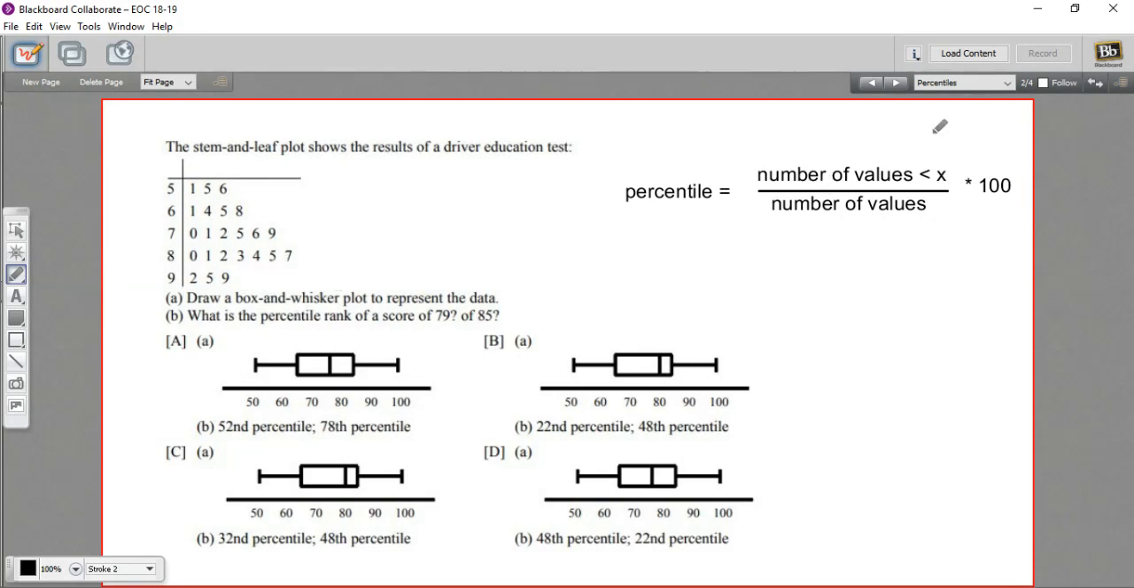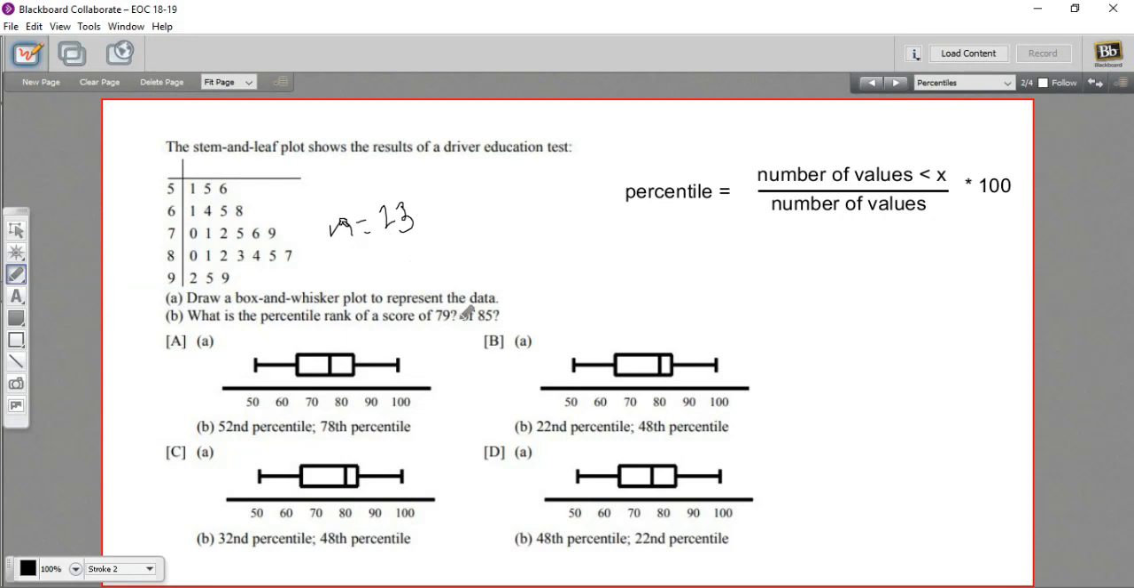You just take the number of values lower than the one you're looking at, so you just count them, divide it by the total number of values in the data set, and multiply by 100, and that'll give you that percentile. In this first problem, we have a stem and leaf plot, which is convenient for us because that data is arranged from lowest to highest. We start at 51 here and we go up to 99 in this data set. We should count the number here. 7, looks like 23. So our total here is 23. That's supposed to be an N.